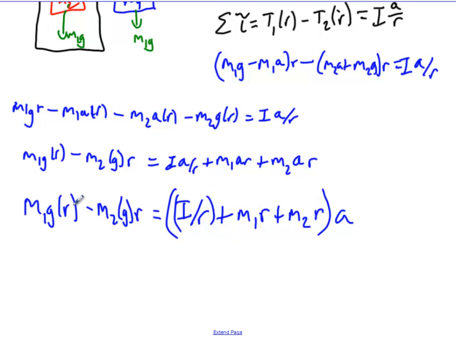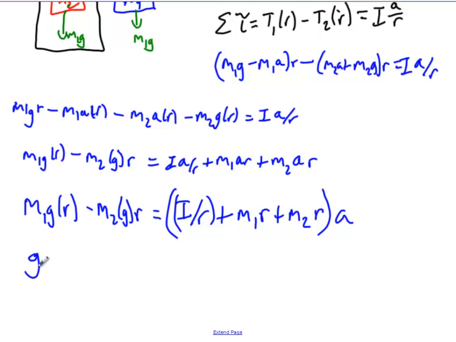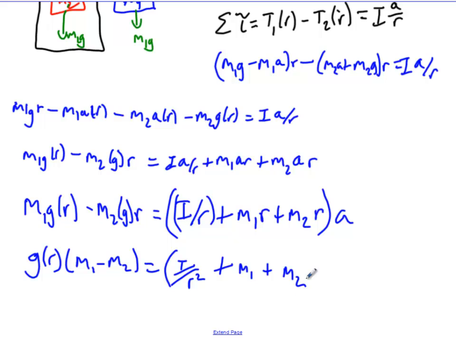Now, what I want to do is factor this R out. Okay, and there's a G over here on this side. So I'm going to factor out the G and the R: G times R times M1 minus M2 is equal to, this is where it gets a little bit interesting. I want to factor an R out of every term, but this one's divided by R, not multiplied by R. So if I factor an R out, what I really have is I over R squared plus M1R, except I'm factoring that R, so plus M1 plus M2, RA. Why did I do that?